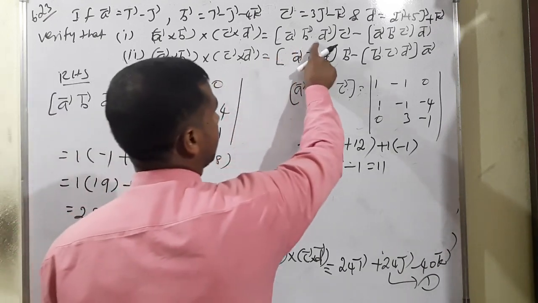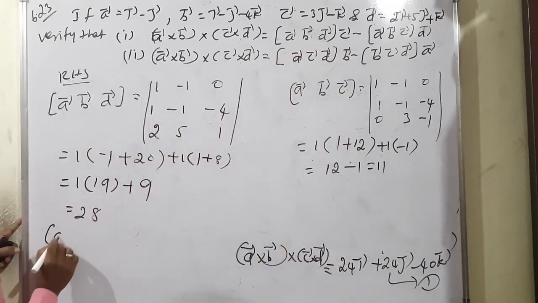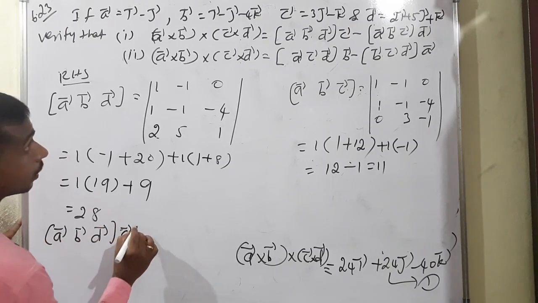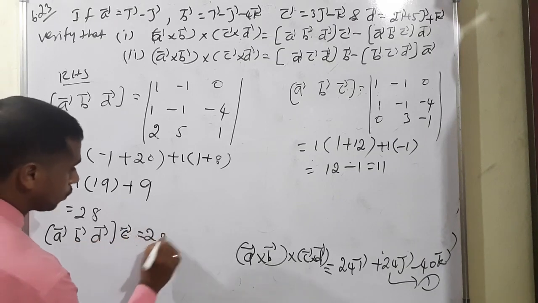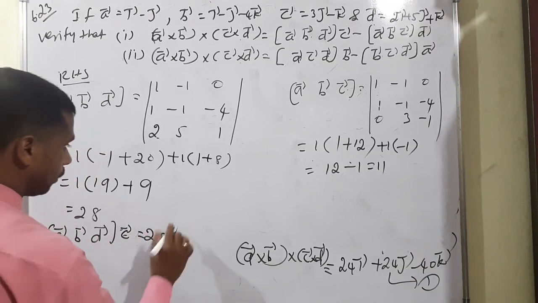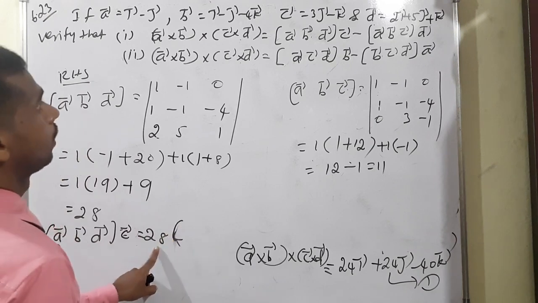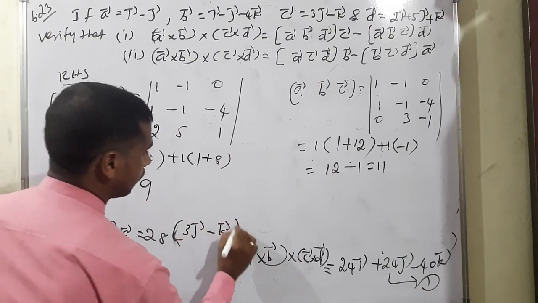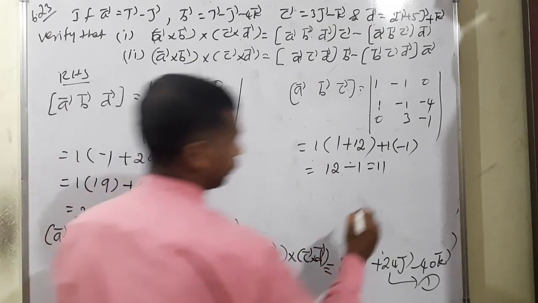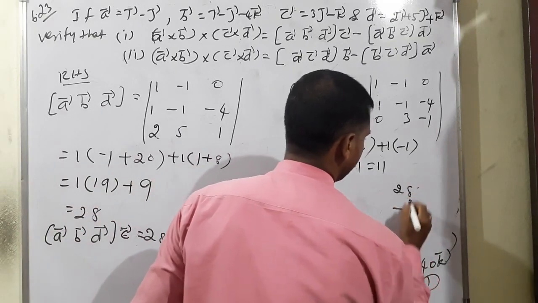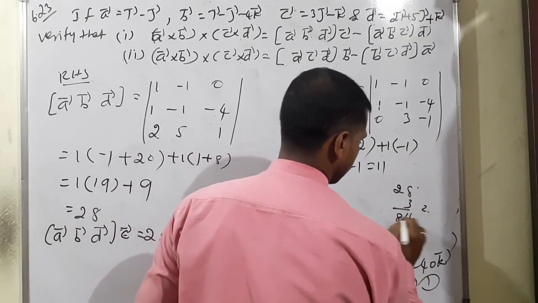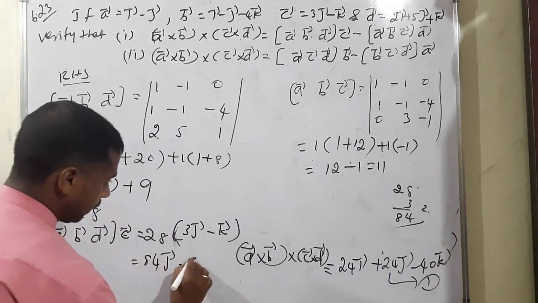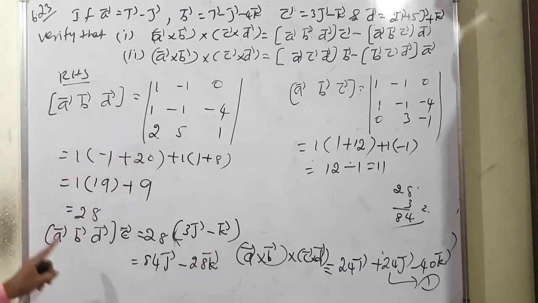Therefore this is not the finish of the line. We need box product ABD into C. Box product ABD into C vector is equal to ABD, 28. Then C vector means 3j minus k. So 28 into 3, what is the value? 28 into 3: 3 eights are 24, 3 twos are 6, 6 plus 2 is 84. Therefore 84j minus 28k. This is the first term.